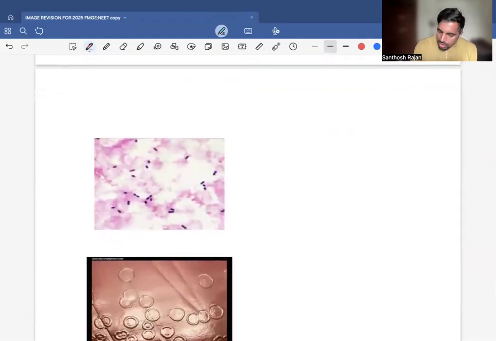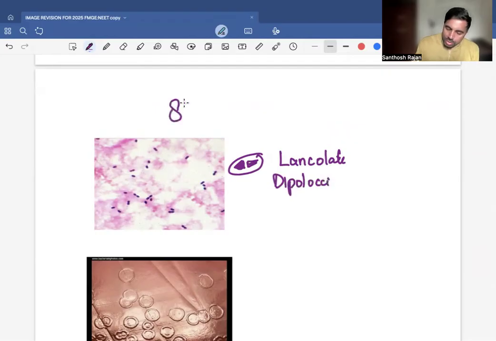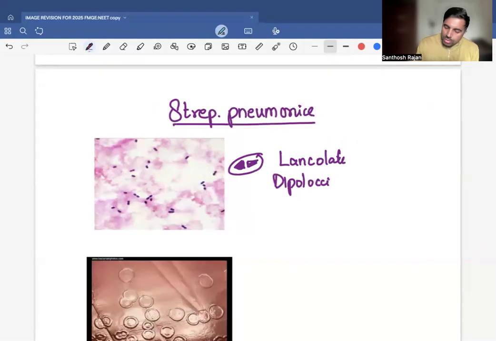This is again typical, your lanceolate. If you see here, it's like this, no? Capsule with lanceolate. So when this lanceolate diplococci, gram-positive diplococci comes, you have to remember Streptococcus pneumoniae. Pneumonia means lung only. Even if you forgot, the shape is looking like lungs only. So Streptococcus pneumoniae with a capsule, of course, they have a typical capsule. Very important is the capsule.